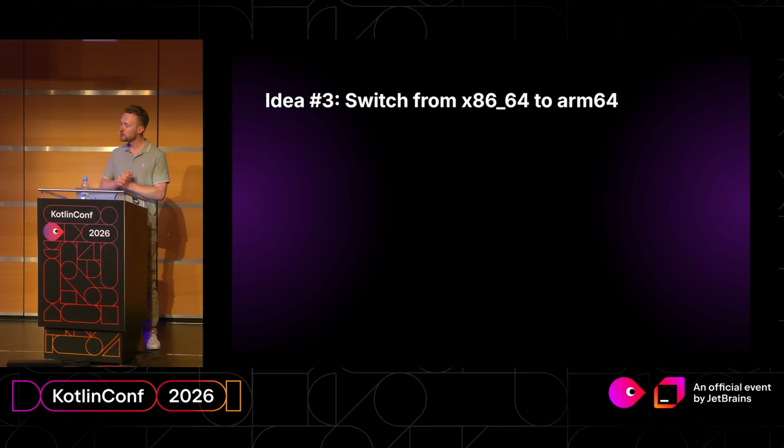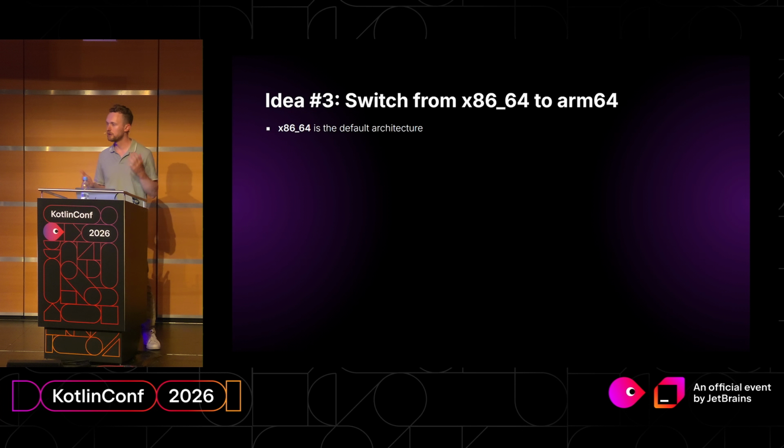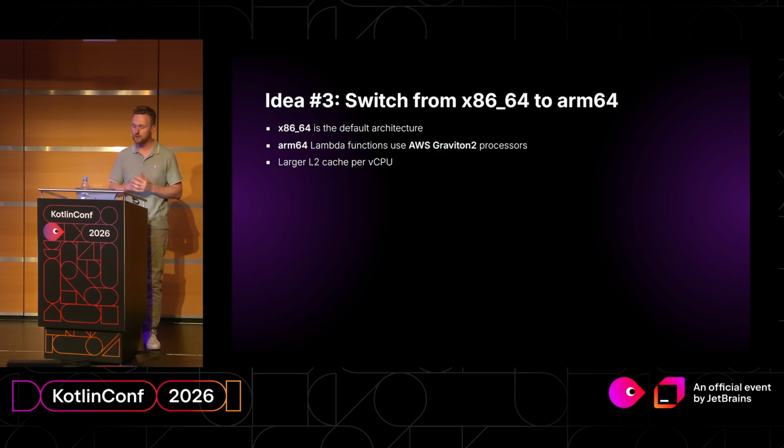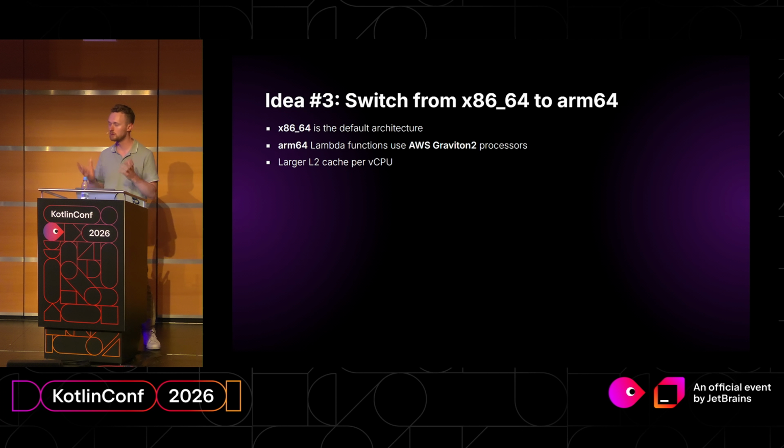Next idea was switching the architecture. So x86-64 is the default architecture if you don't customize anything, but when you're creating your function, you can choose what you want. And interestingly, the ARM64 architecture for Lambda functions uses a specific processor that AWS makes and supports, the Graviton2 processors. These have a larger L2 cache, a larger on-chip cache than most other processors that are available for Lambda functions or for general compute.